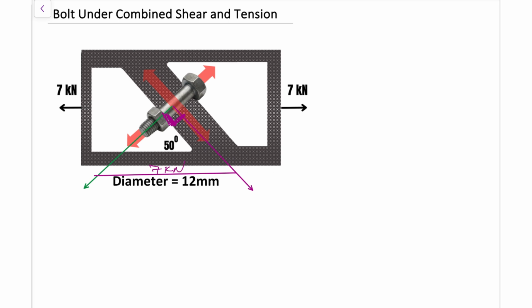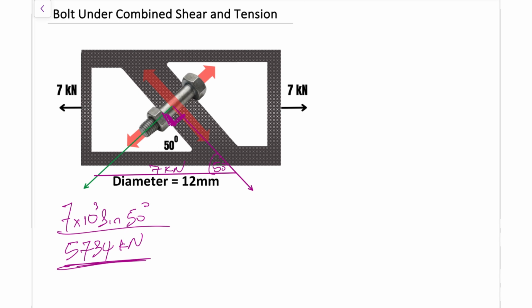And what we have to do is to find those unknown forces using the angles that we have, which is 50 degrees in that bottom right corner. So what the components will look like then. For our direct stress, that will be 7 kilonewtons, so 7 times 10 to the power of 3, and sin 50 degrees. That will give us our direct force, and that will turn out to be somewhere around 5734 newtons. So that's representing our direct force there.